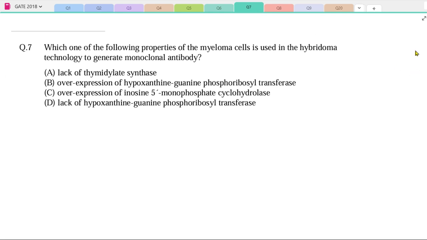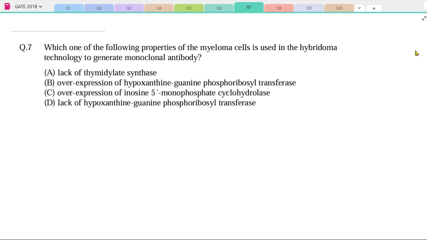Which one of the following properties of the myeloma cells is used in the hybridoma technology to generate monoclonal antibody? This is again a very simple question if you know how hybridoma technology works for the production of monoclonal antibodies. It mainly works on the principle of the fusion of the B cell that produces the antibody and the myeloma cells, which are like cancerous B cells that keep on dividing at an uncontrollable rate.